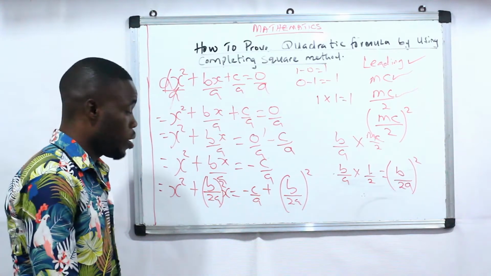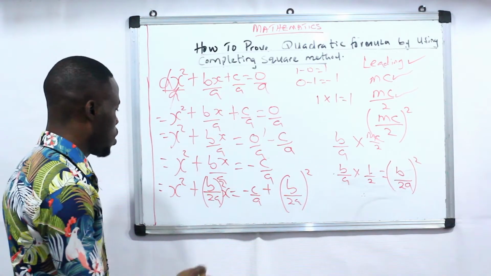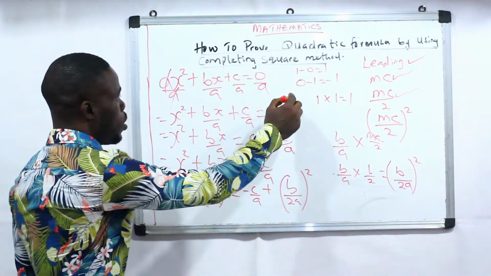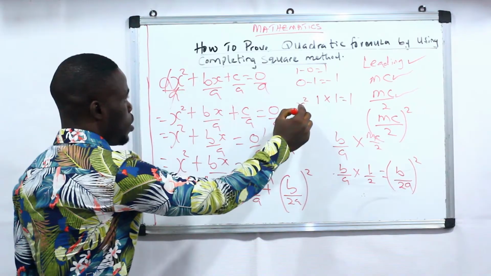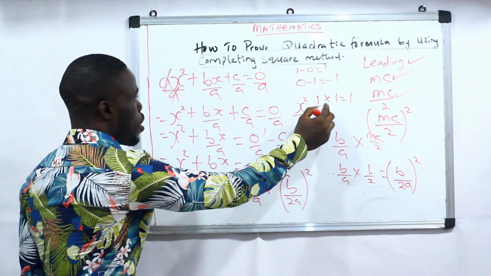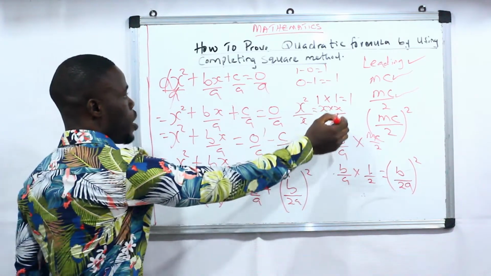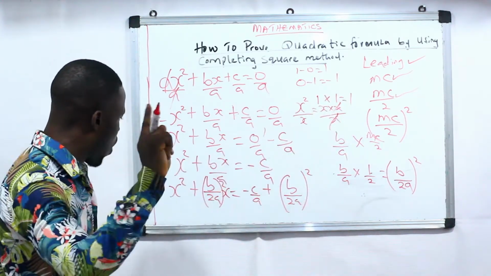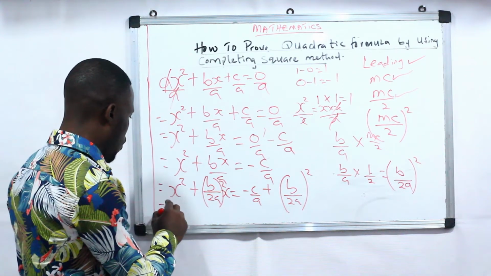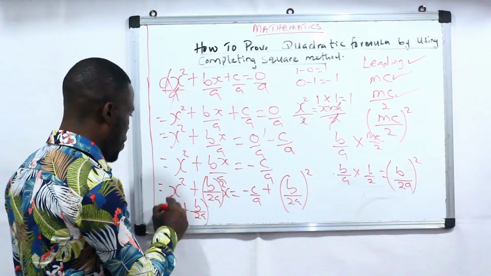We have 2x here, we have x squared, and we have x on the other side. So how do I eliminate that? I'm going to divide x squared by this x. And you know that x squared will give you x times x over what? x. So x can go into x, we cancel x, we are left with just 1x. So therefore I have x plus b over 2a in brackets.